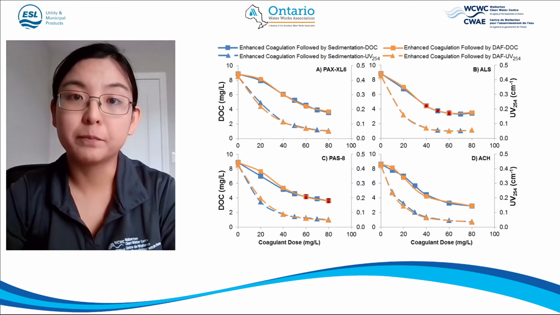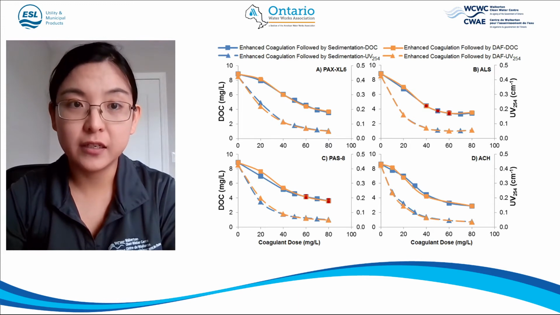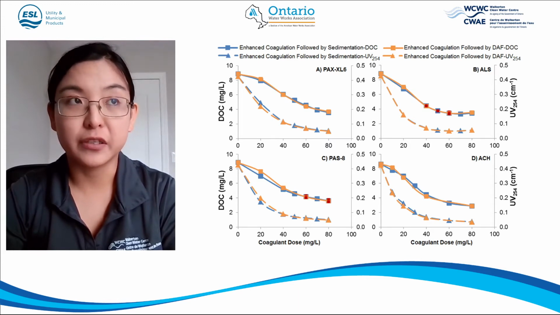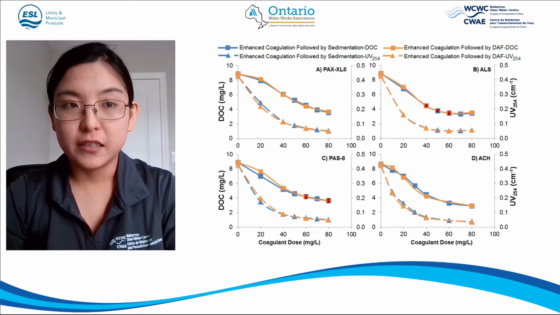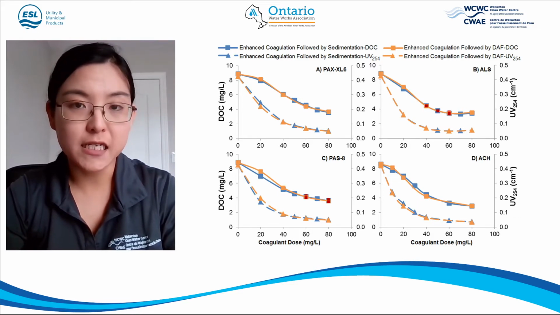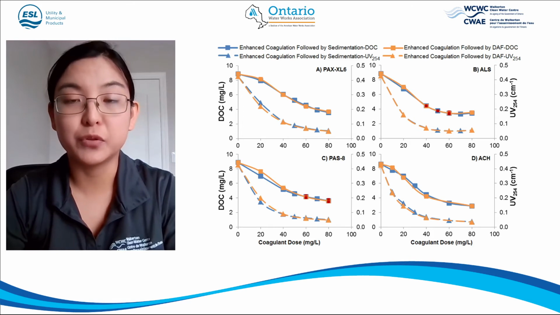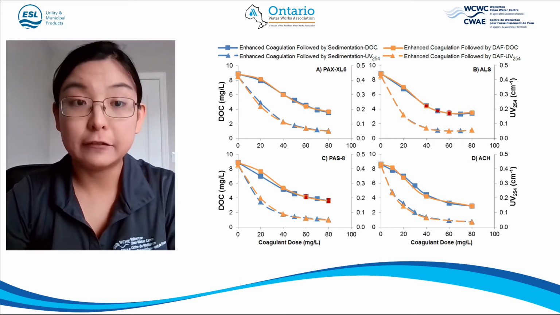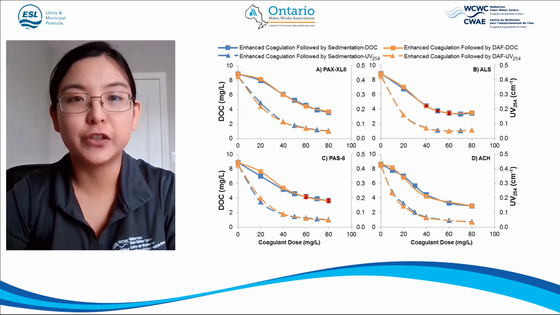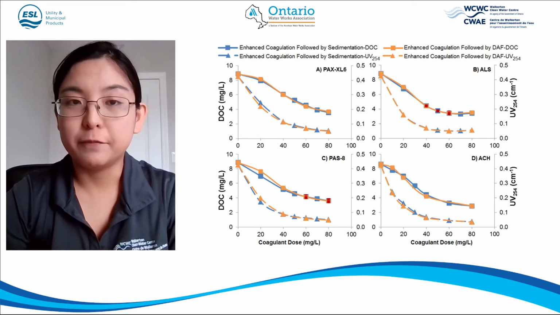Okay, so this is a summary of results about NOM, or natural organic matter removal. For each figure, we have 2 y-axes. On the left is the DOC readings, on the right is the UV absorbance readings. The blue line shows the results of the conventional sedimentation, and the orange line is for DAF. The squares are for DOC, and the triangle markers show the results of UVA.